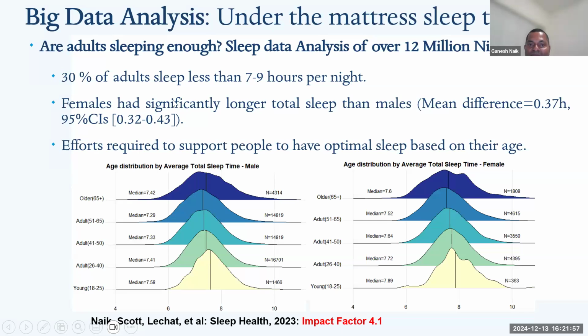And then we also found that females had longer sleep than the males. So that is based on this data. Therefore, our study, which was an important study, showed that there is an effort needed to support people to have optimal sleep. That means people need to sleep at least 7 hours minimum per night to maintain a healthy lifestyle. So that was our first hypothesis, and it was published in Sleep Health with an impact factor of 4.1.